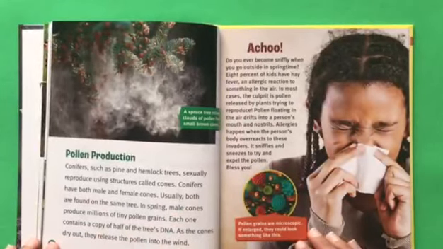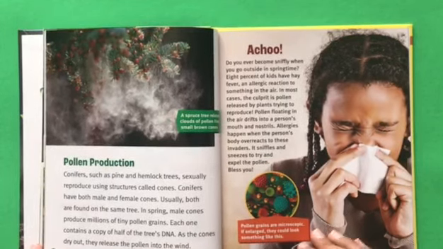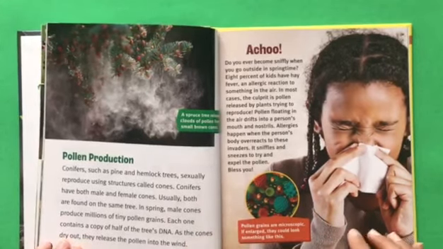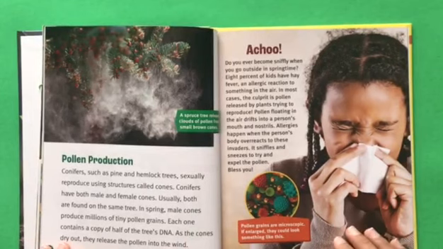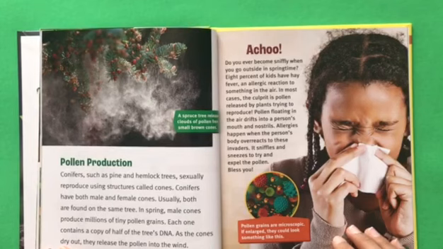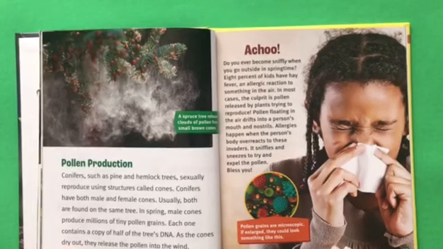Pollen reproduction. Conifers such as pines and hemlock trees sexually reproduce using structures called cones. Conifers have both male and female cones. Usually, both are found on the same tree. In spring, male cones produce millions of tiny pollen grains. Each one contains a copy of half of the tree's DNA. As the cones dry out, they release the pollen into the wind.